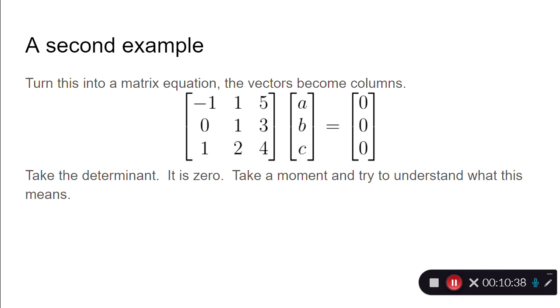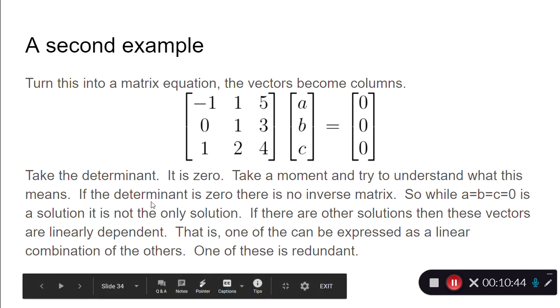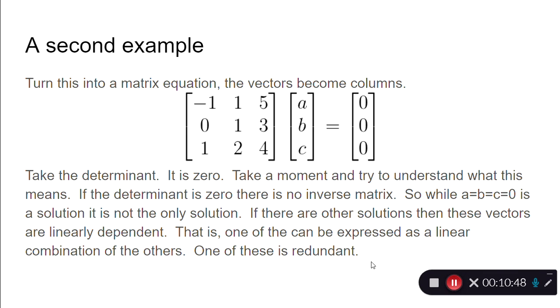All right, I'm not going to pause for too long because that would be silly. So what does it mean? Well, if the determinant is 0, there's no inverse matrix. So while A, B, and C equal to 0 is a solution, it's not the only one. If there are other solutions, then these vectors are linearly dependent. That is, one of them can be expressed as a linear combination of the others. And that is the case here.